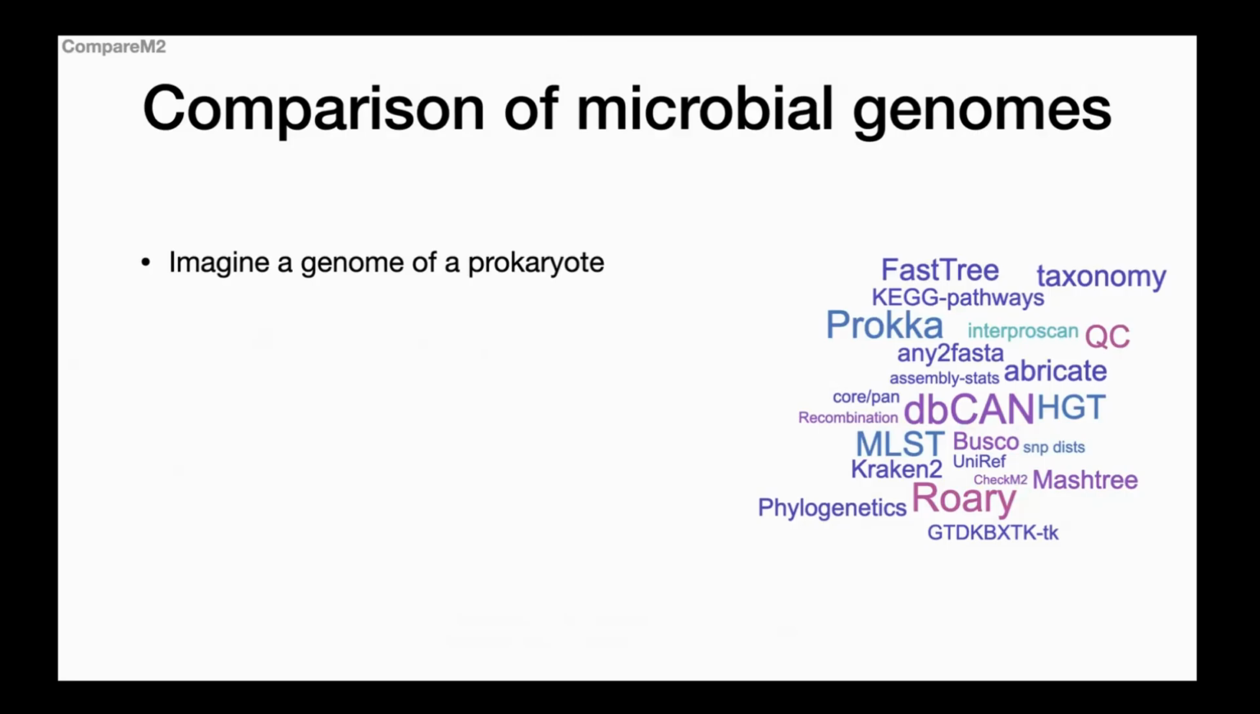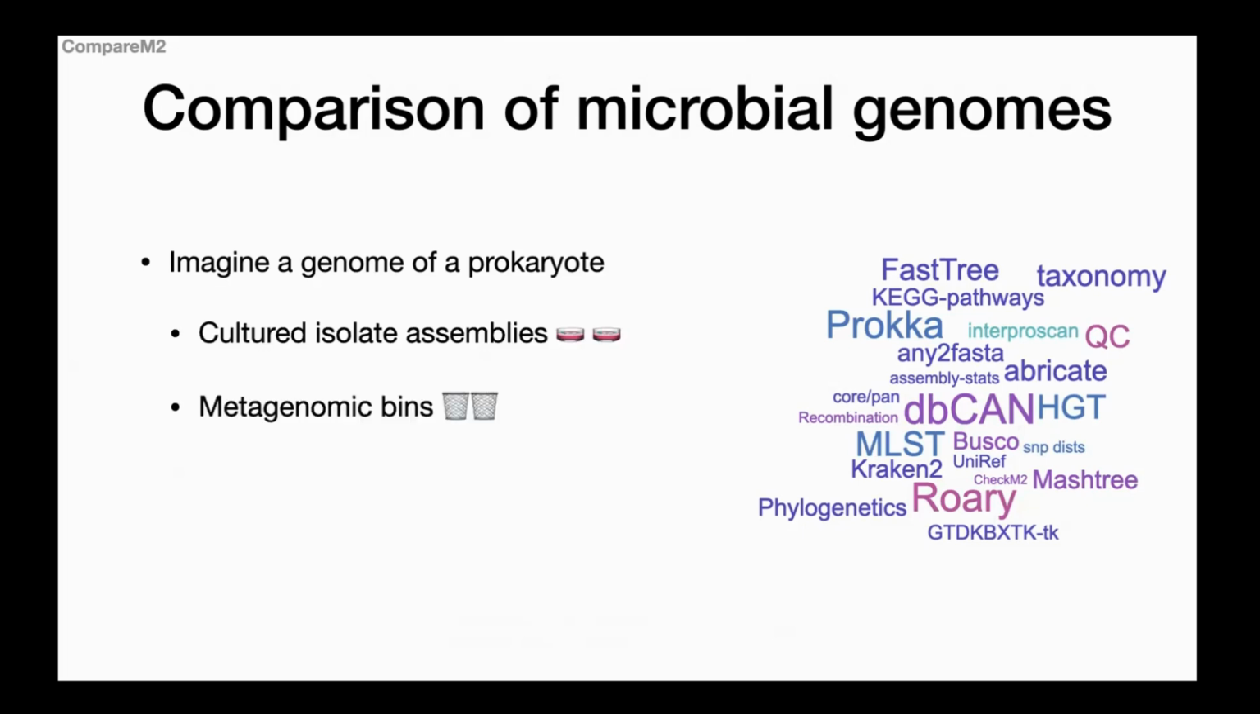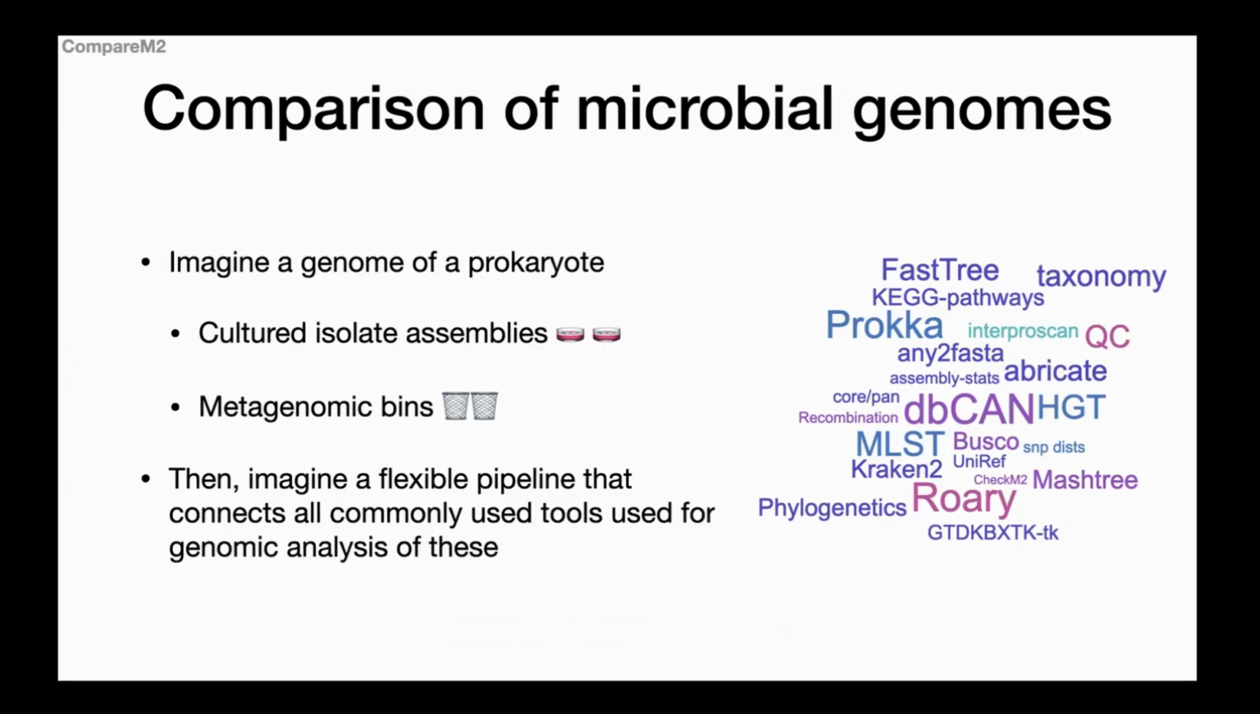If you work with hologenomics, I don't have to explain hologenomics, a big part will be the microbial side. So you will have to analyze and compare these microbial genomes. Imagine having any microbial genome from a prokaryote. It may be from a cultured isolate, so that's a de novo assembly, or it might be from metagenomic bins from a complex environment. In any case, you want to be able to compare them.